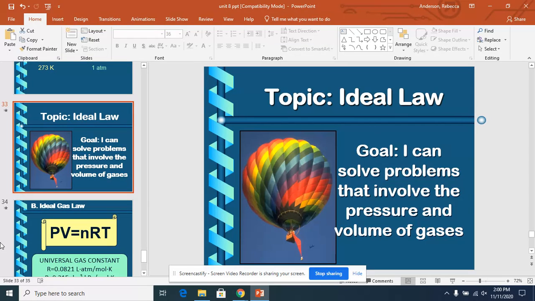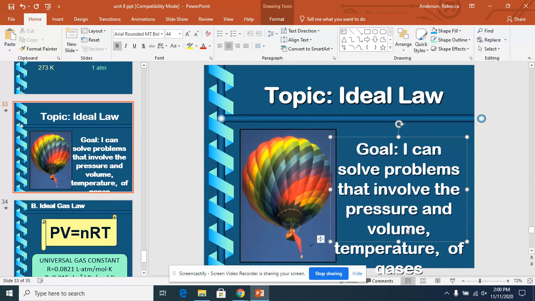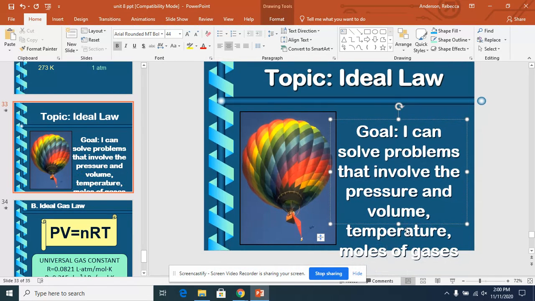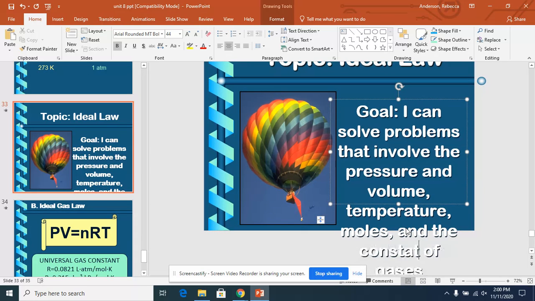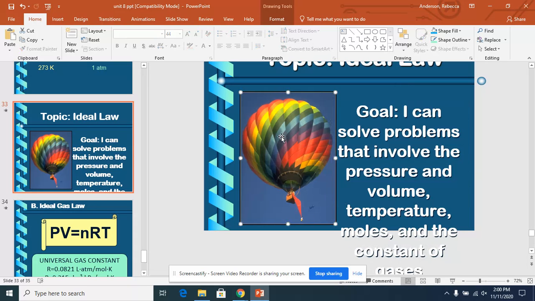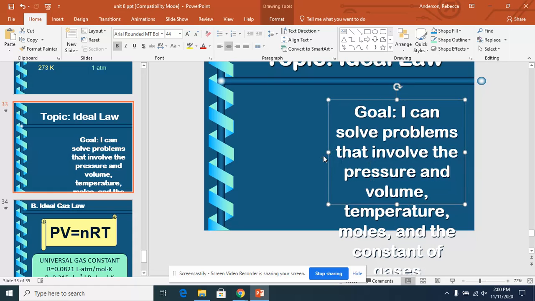Your goal is I can solve problems that involve pressure, volume, temperature, moles, yes, we're still talking about moles, and the constant, which I'll make to where you guys can see, and the constant of gases.